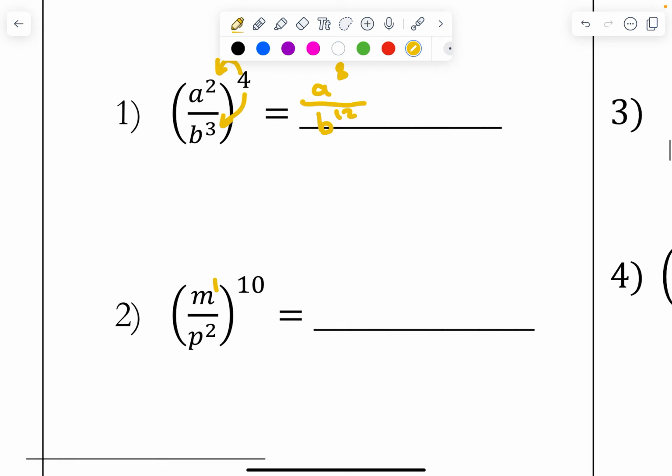I'm going to put 1 here so that I have an exponent to multiply with. M to the power of 1 times 10 is m to the 10th. And then p to the power of 2 times 10 is p to the 20. Done.